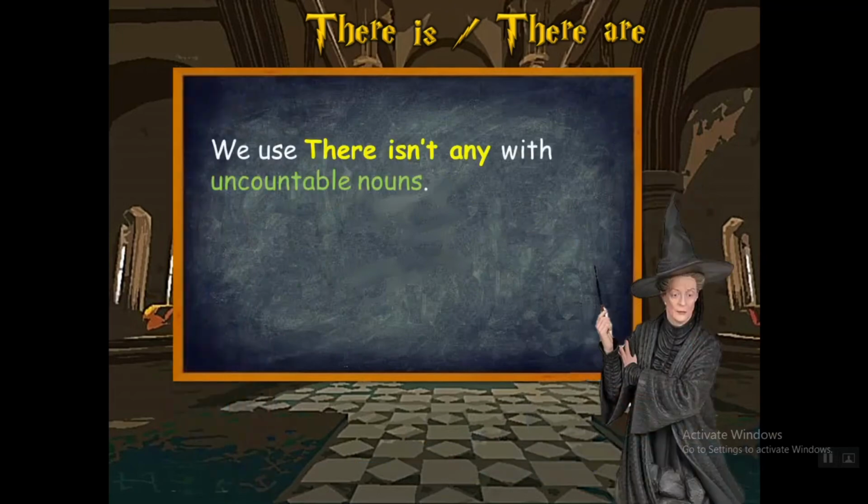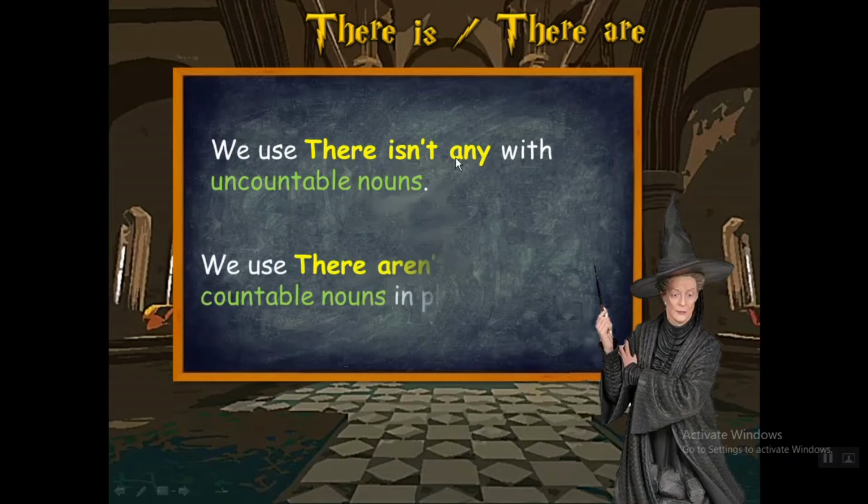Great. Here, if we want to say no, if we cannot see anything, here we use there isn't any. There isn't any with uncountable nouns. If the noun is uncountable, we cannot count it, we use there isn't any. If the noun is plural, many, we use there aren't any. We use there aren't any with countable nouns in plural.